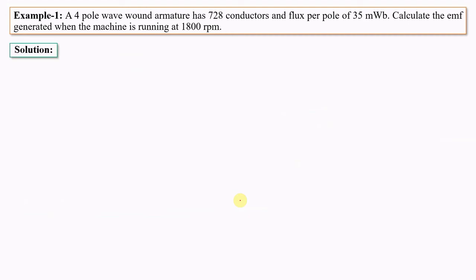So the solution is here. In this question, the number of poles is given as 4. The armature conductor is 728. That means the value of Z. Flux per pole is 35 milliweber. So phi is 35 milliweber, or we can write it as 0.035 Weber. And the speed of the machine is 1800 RPM. And here the machine is connected as a wave.